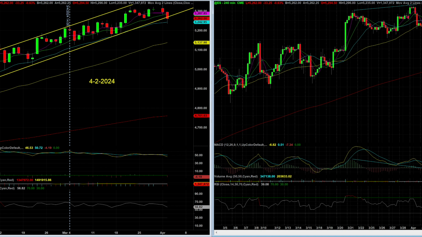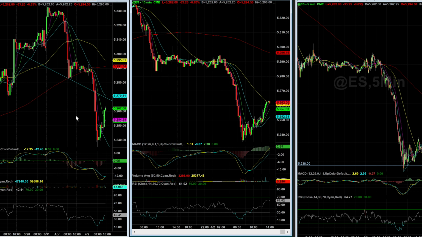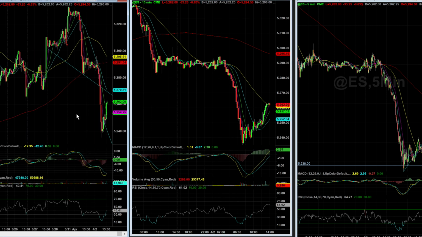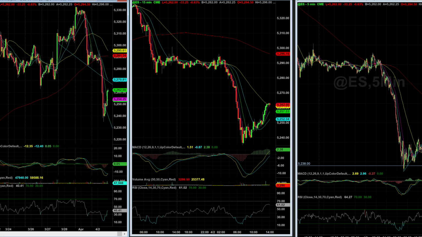And look at the 60-minute again. If you look at the MACD, you can tell this is also a MACD divergence, right? Look at the peak of the swing on the MACD versus the price on the chart. There's a divergence also.